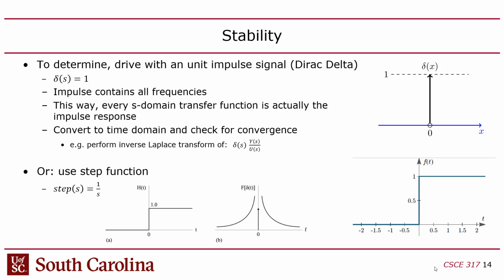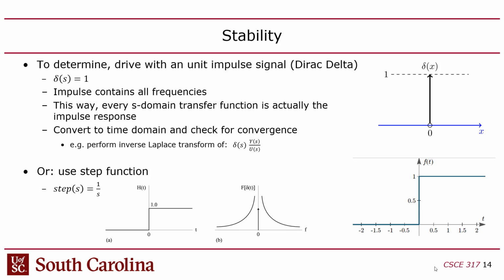Okay, so as I mentioned, how do you look at the impulse response and the step response mathematically? Well, in the S domain, the impulse is 1, right? So if you have an impulse in the S domain, it's just 1. This is also called the Dirac delta function, and it looks like this: 1 at 0, 0 everywhere else.